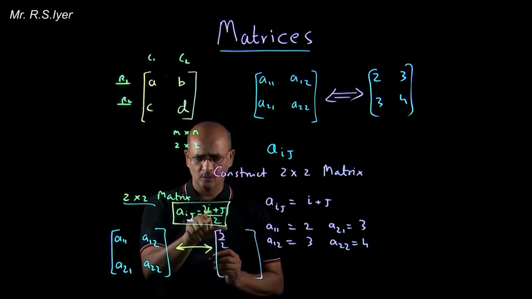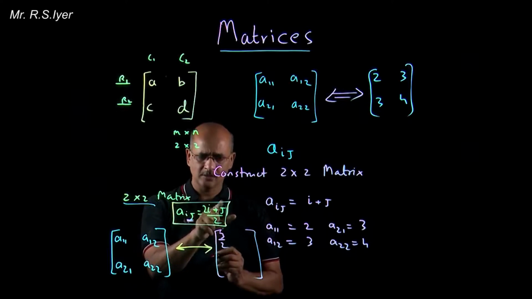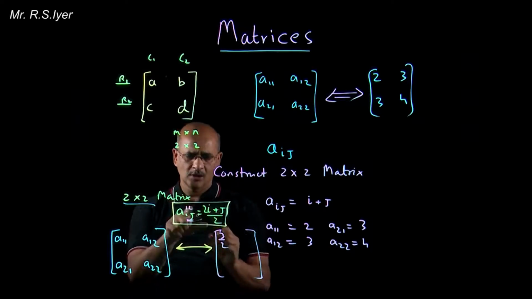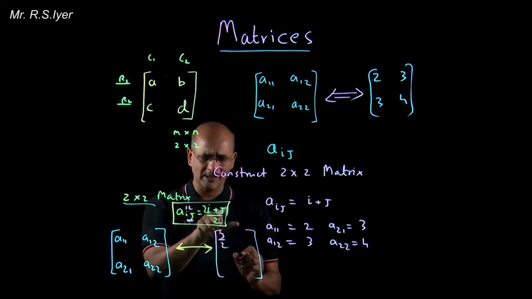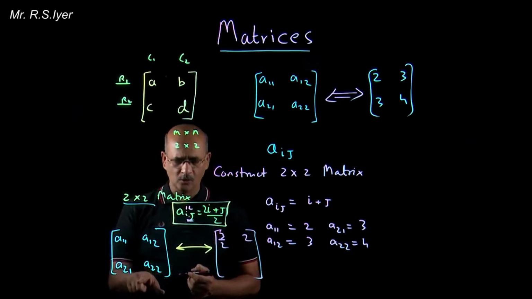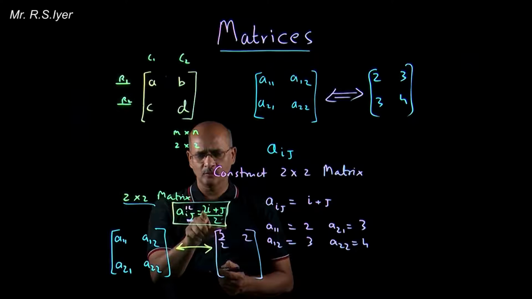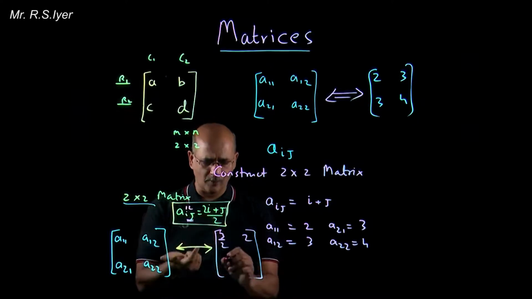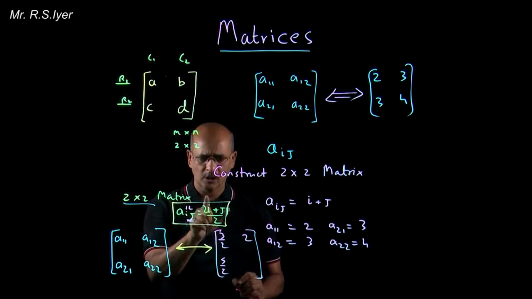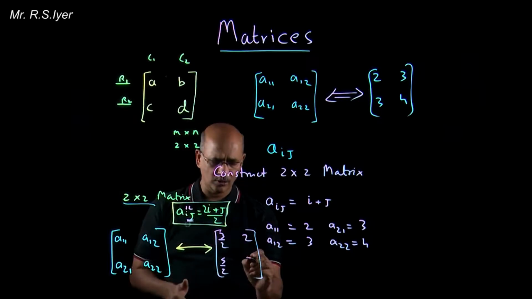A12. So, 2 ones are 2 plus 2, because A12 means this is 1 and this is 2. So, 2 ones are 2 plus 2, it is 4 upon 2, that is 2. A21, so A21 will become 2 2s are 4, 4 plus 1, 5 upon 2, right. Then A22, 2 plus 2, 4, 4 plus 2, 6, 6 upon 2 is 3.